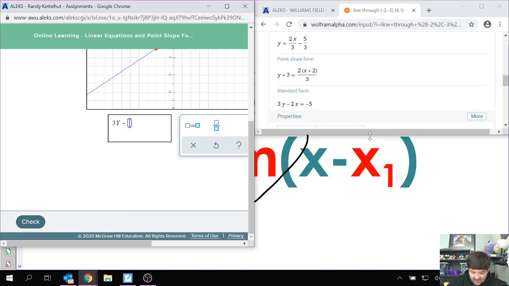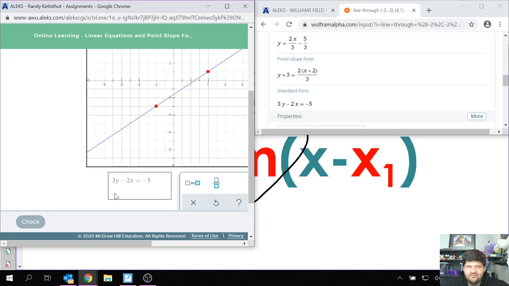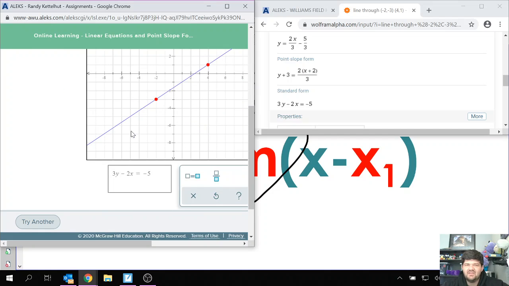3y minus 2x equals -5. Shouldn't use capital letters, that's bad taste. Sorry, caps lock. So then I'm just typing in the standard form just to try it. You should do slope-intercept form, but it's a little bit harder. But right, it even took that. So there you go. Wolfram Alpha will literally do it for you.